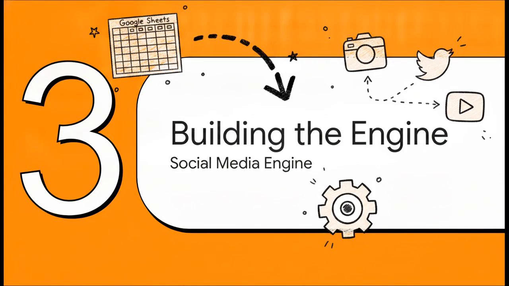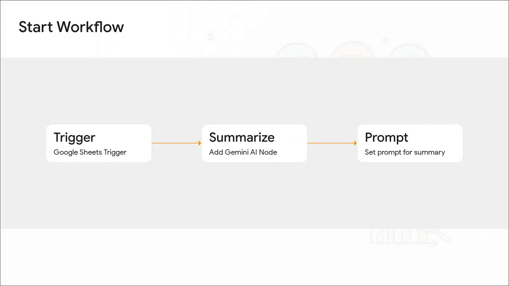All right, Section 3. Building the automation engine. Let's put our developer hats on and actually walk through building this pipeline step by step. We kick things off with a Google Sheets trigger. The moment you add a new row with an article link, the process starts. You'll set up OAuth 2.0 authentication, which is basically just a secure digital handshake so n8n can access your sheet. Once triggered, the data goes straight to a node powered by the Google Gemini chat model.